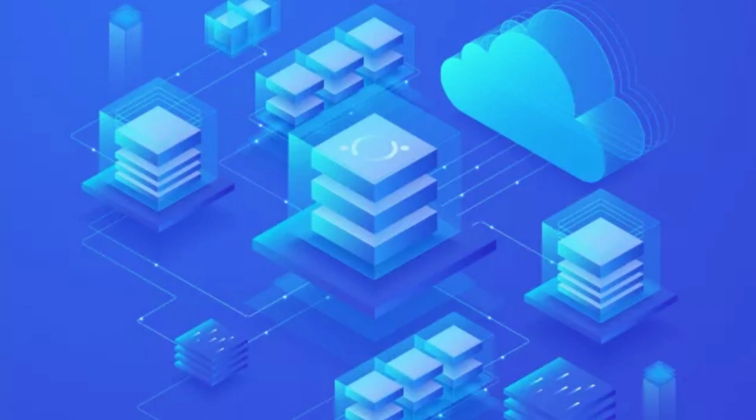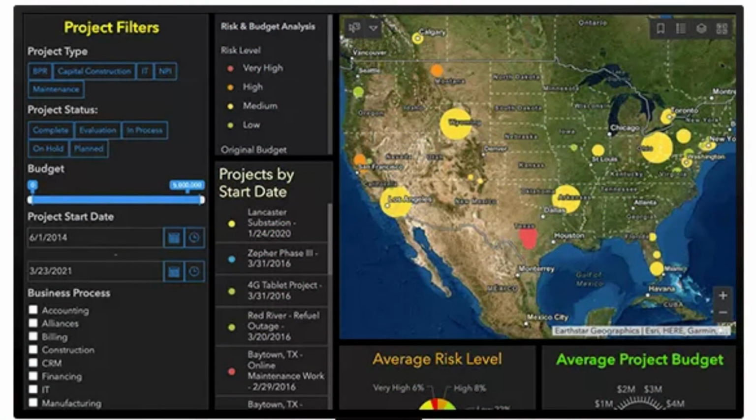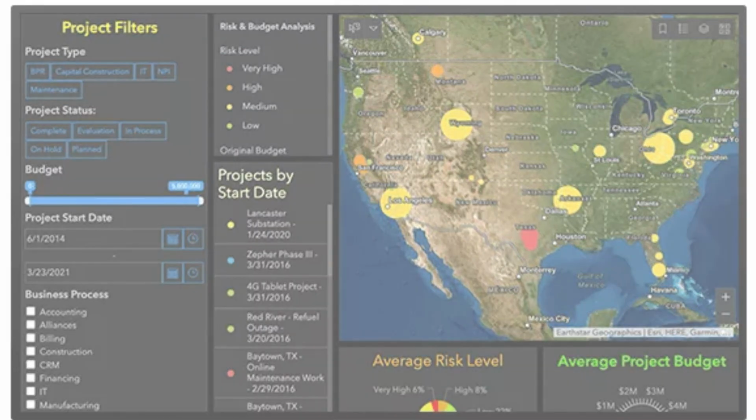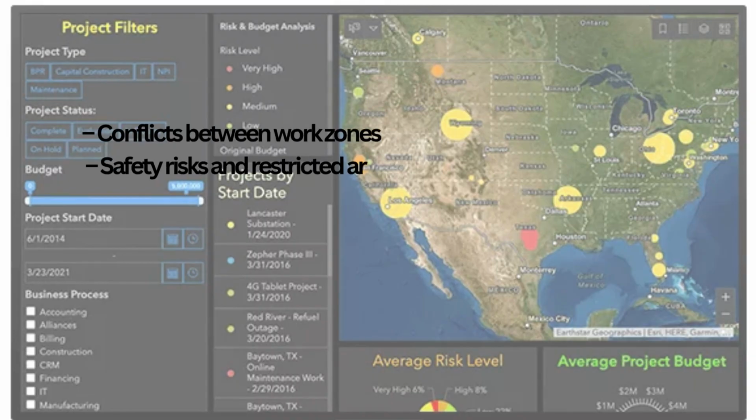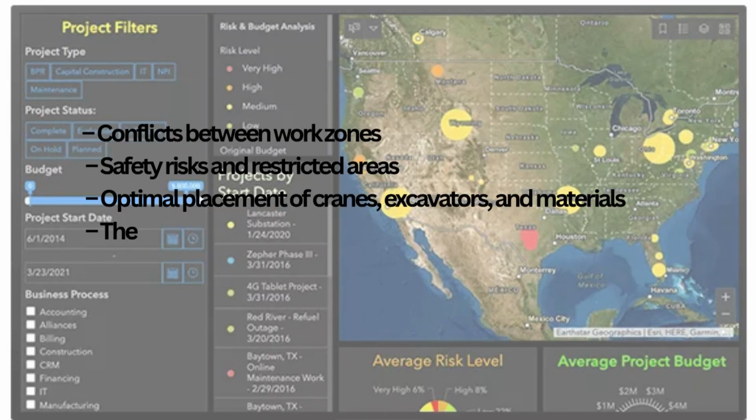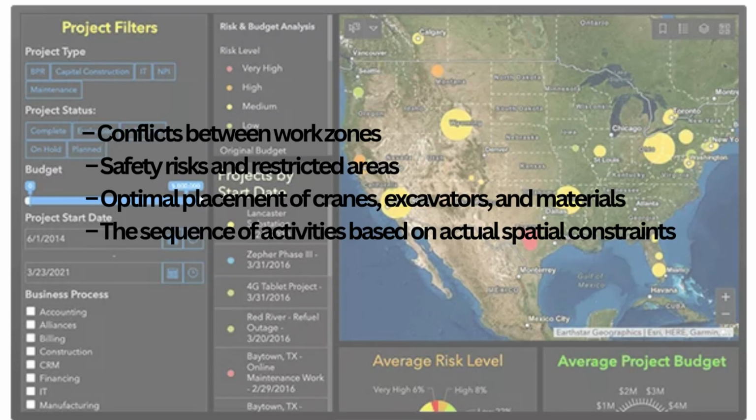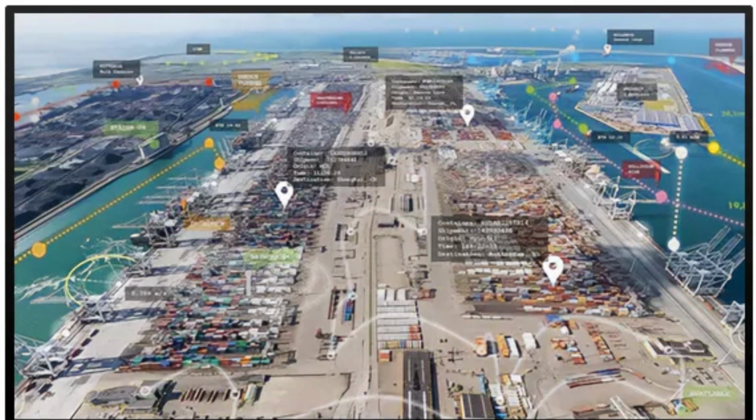1. Scheduling and planning. Construction schedules used to be entirely time-based. But GIS adds a crucial missing dimension: location. By connecting tasks to geographic space, GIS helps planners identify conflicts between work zones, safety risks and restricted areas, optimal placement of cranes, excavators, and materials, the sequence of activities based on actual spatial constraints.